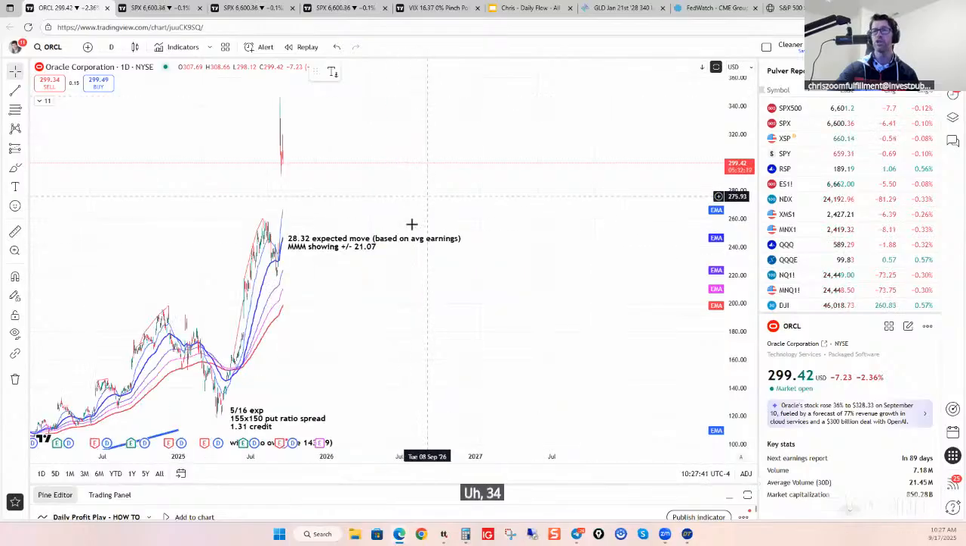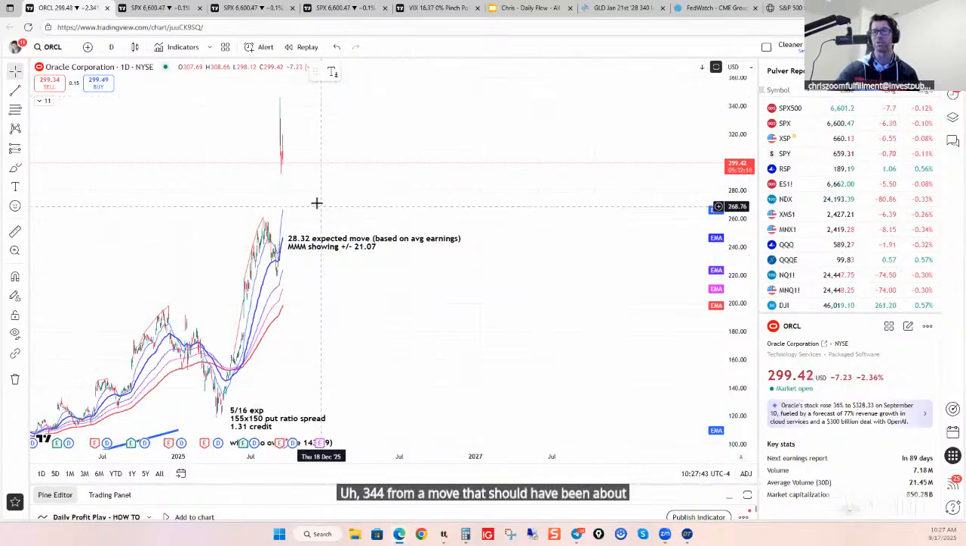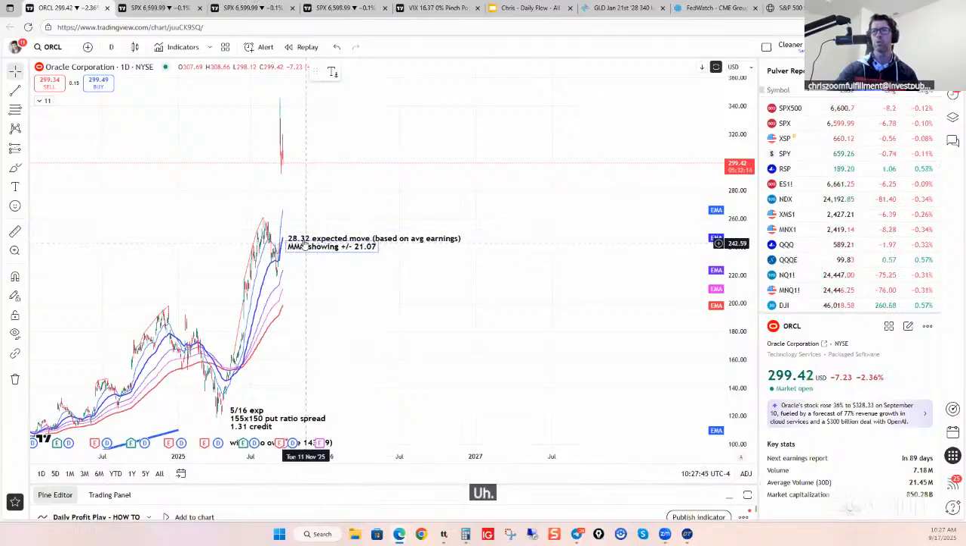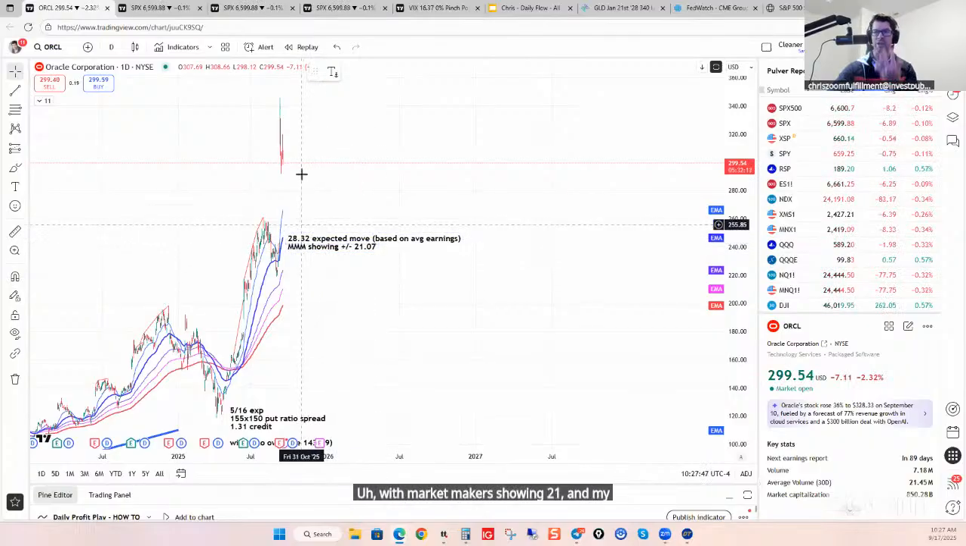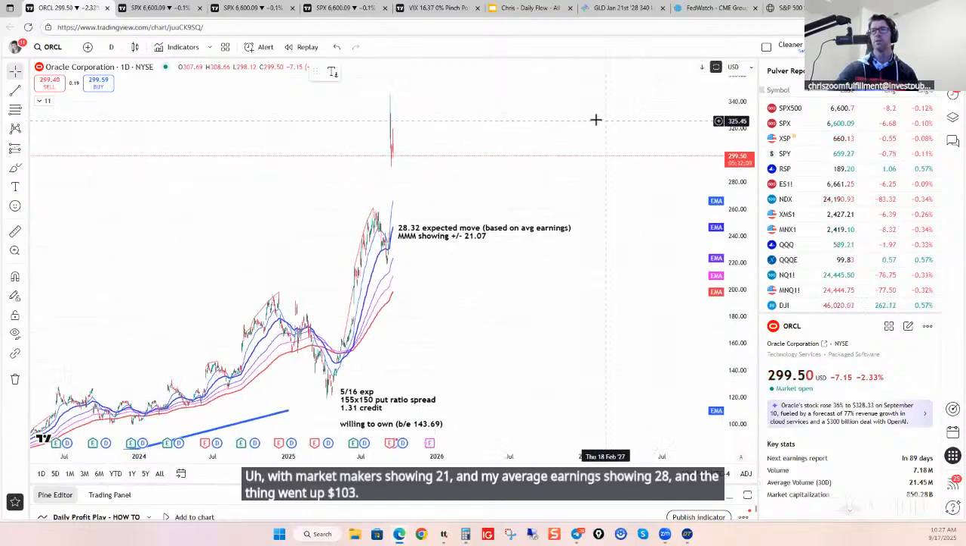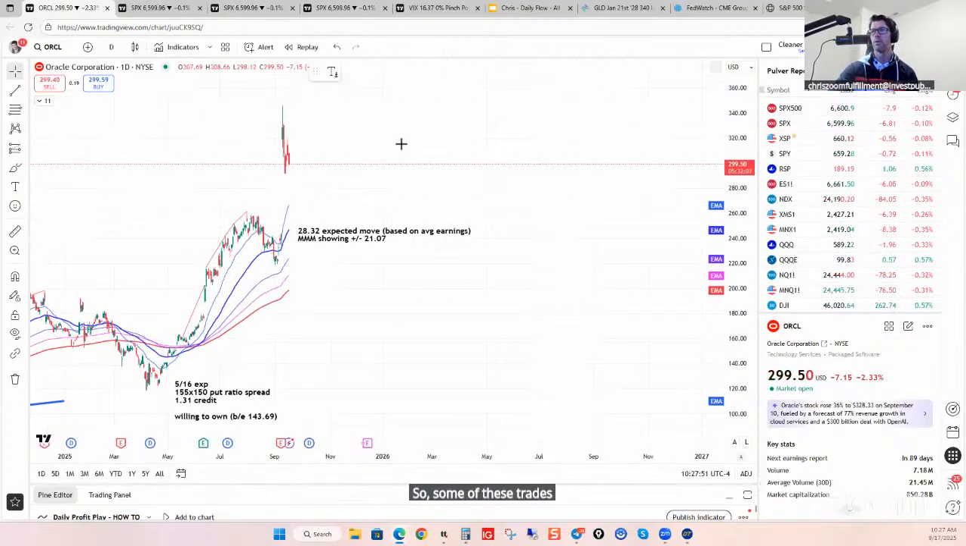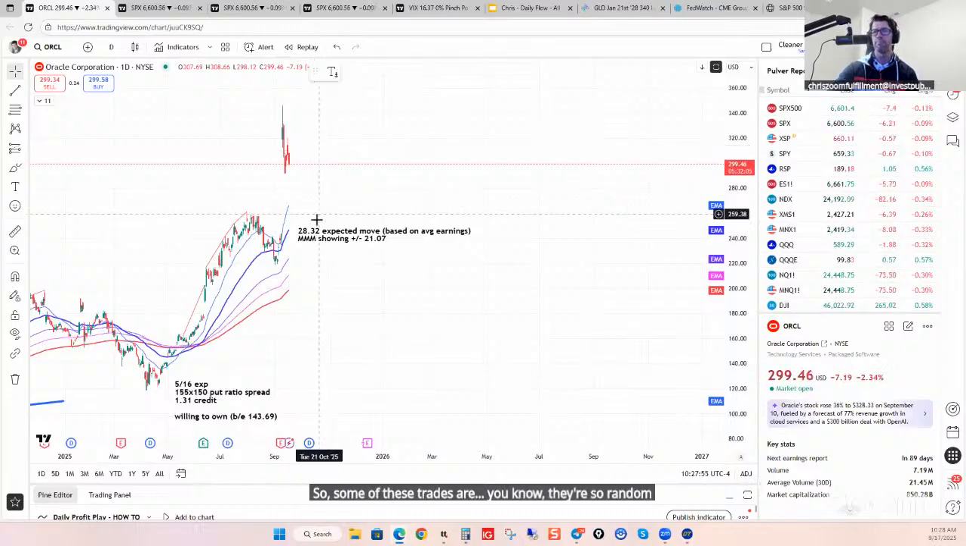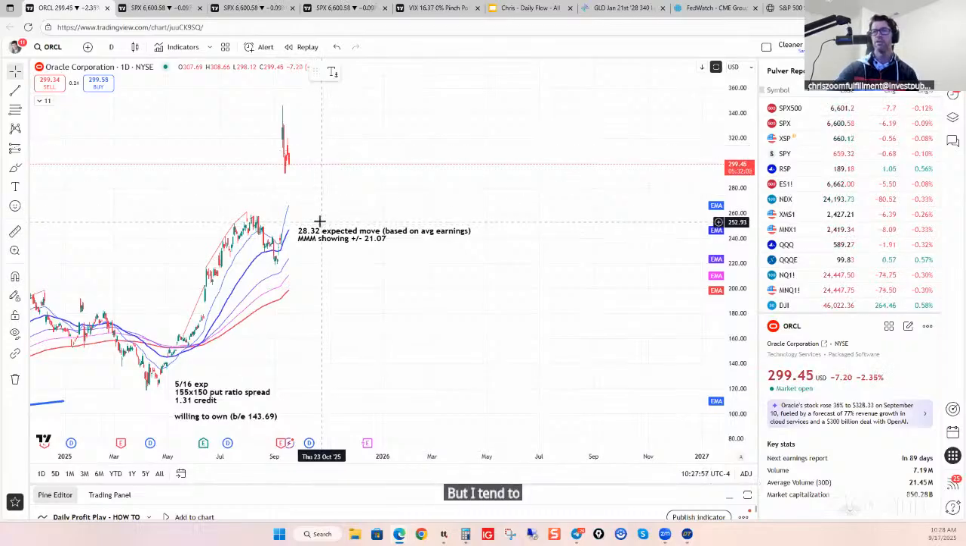344 from a move that should have been about $21, with the market maker showing 21 and my average earnings showing 28, and the thing went up $103. So some of these trades are so random, but I tend to price in some pretty good probabilities.